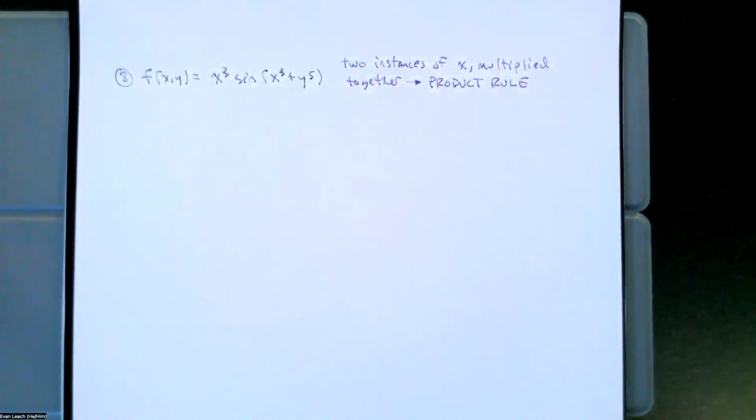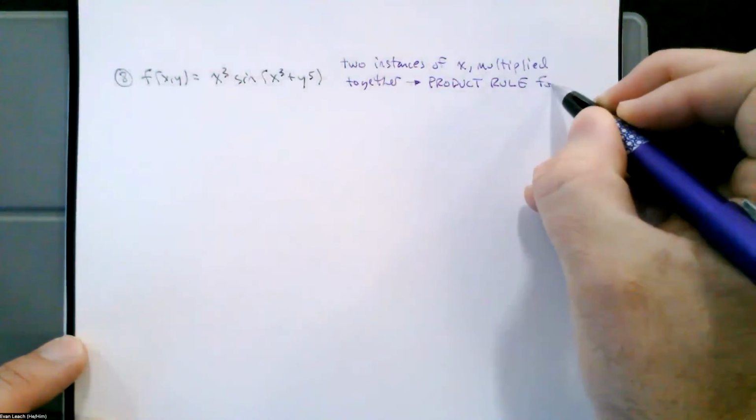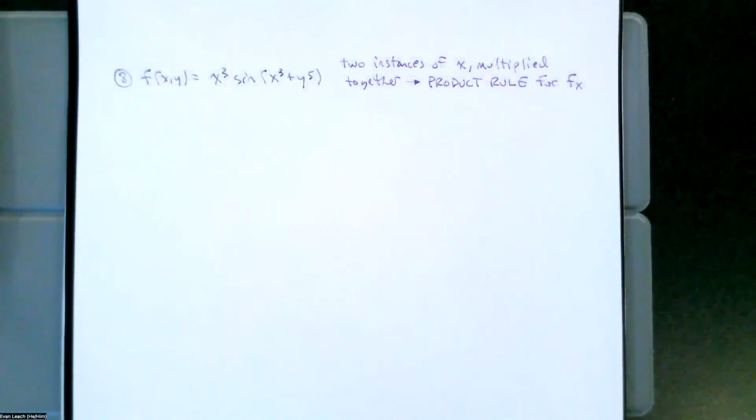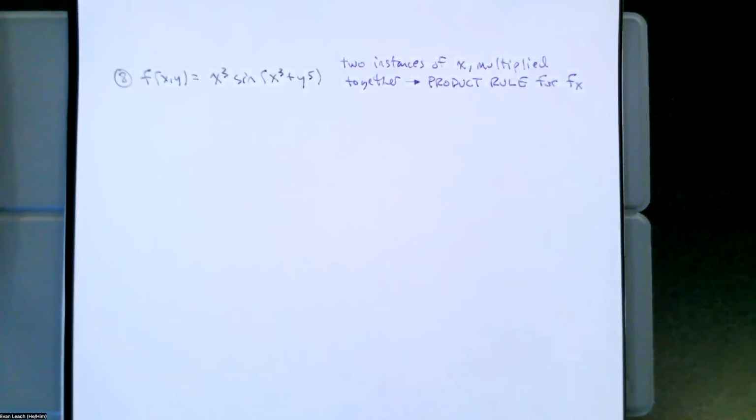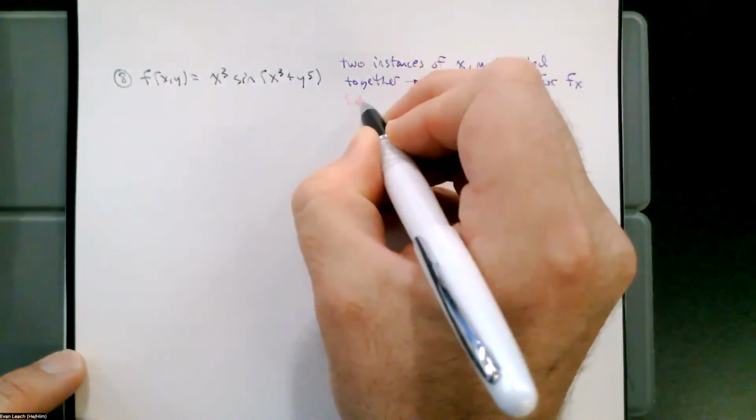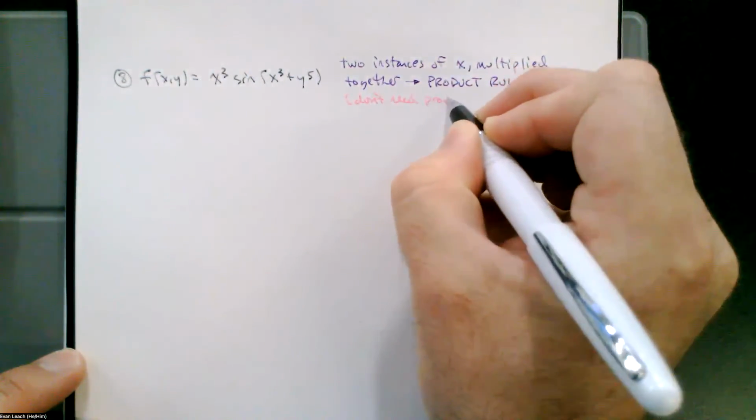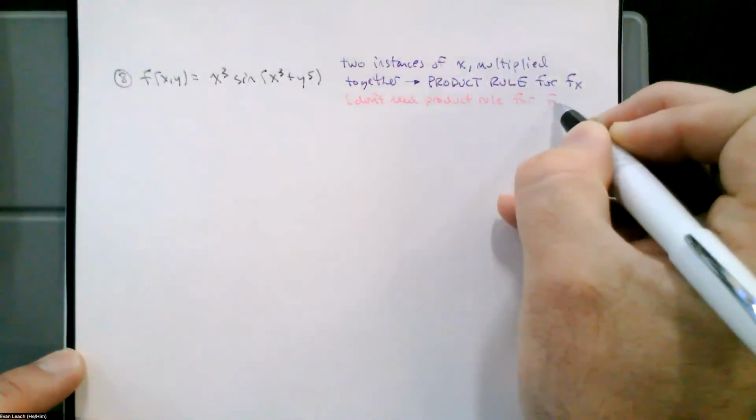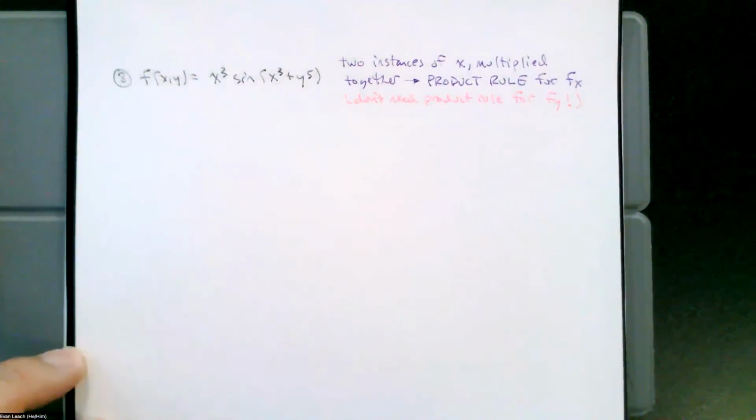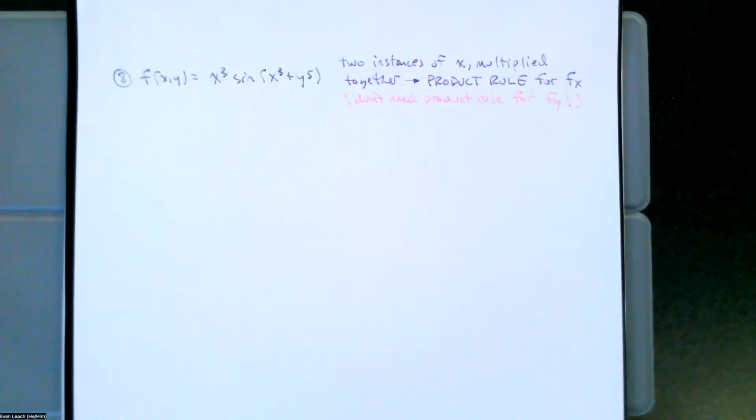Notice that we're going to need the product rule for fx, but not for fy. We need the product rule for fx. We do not need the product rule for fy because the y is only one instance. When you want to make sure that you understand these derivatives and this process, this is where you want to focus your explanation. Can you make this argument? Can you explain this to someone who is confused? Not can you write down the answer? That usually happens before you can explain it.